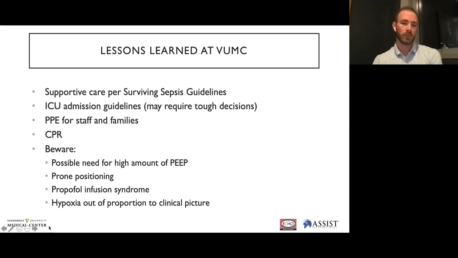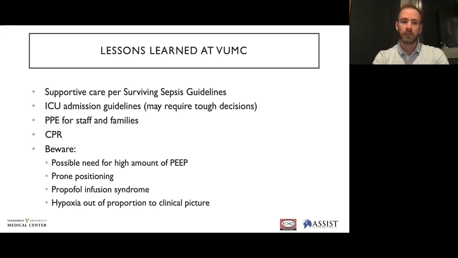Other things that we've developed here at Vanderbilt include guidelines of personal protective equipment for staff and families. We have guidelines available for you to view if you would like to on exposure, aerosolizing procedures, and environmental cleaning, as well as several others that are available.